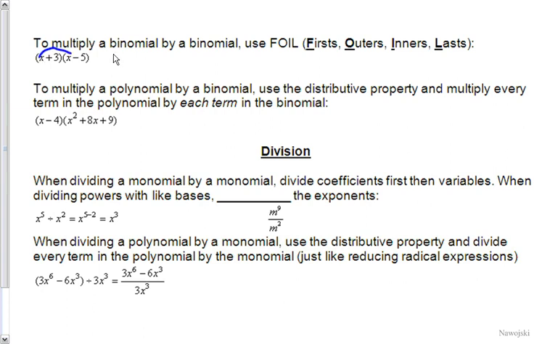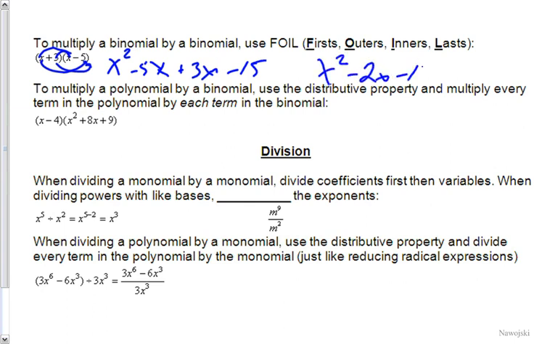First times first, x times x is x squared. Outers is x times negative 5, which is negative 5x. Inners is 3 times x, plus 3x. And then the last terms is negative 15. You're going to be able to combine like terms: x squared minus 2x minus 15.